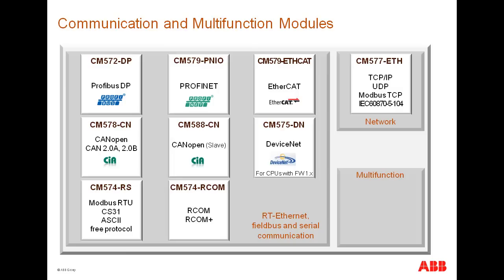CM577 supports TCP/IP and UDP protocols with varied functions as described earlier in this video. It could also act as an Ethernet switch, having 2 Ethernet ports in it. Finally, DC541 is a special communication module facilitating the connectivity of high-speed inputs, and offering interrupt functionality for high-end applications.